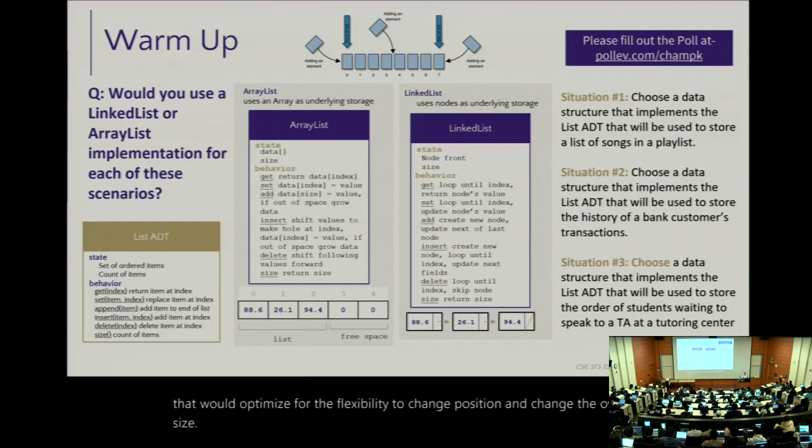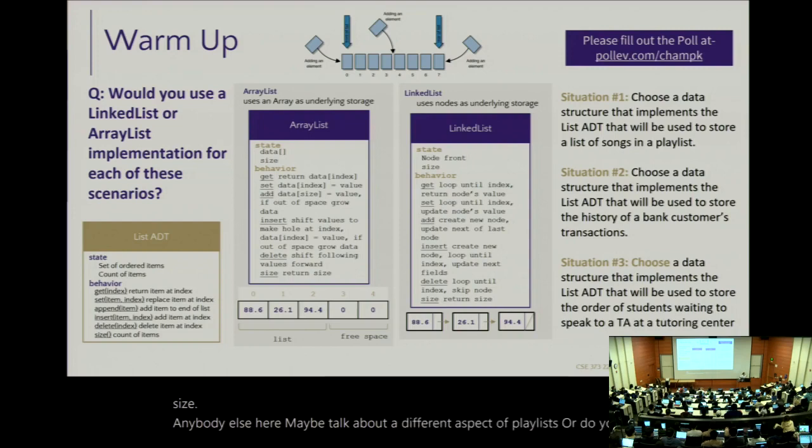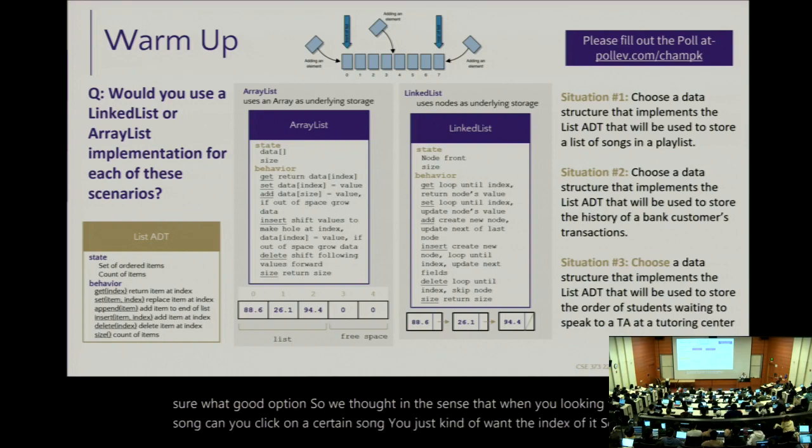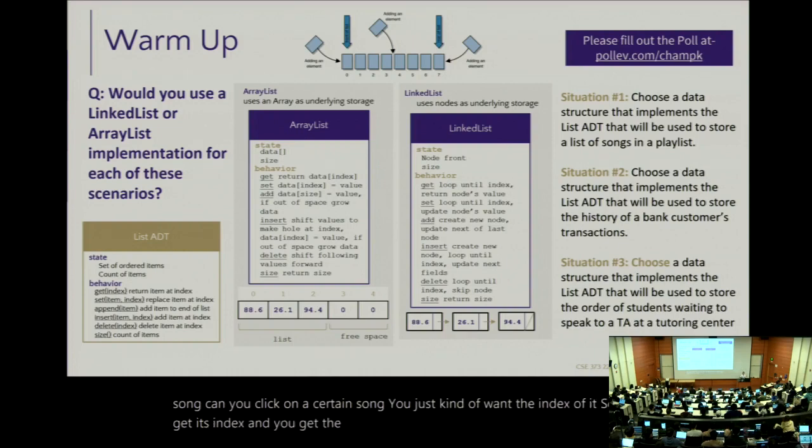Anybody else here? Maybe talk about a different aspect of playlists. Or do you have a question? Yeah, please. I was going to say we thought an array list. Okay, sure. Why? Good option. So we thought in the sense like when you're looking for a song, if you click on a certain song, you just kind of want the index of it. So if you just get its index, you get the song. And again, welcome to the gray area. I absolutely agree just as much.